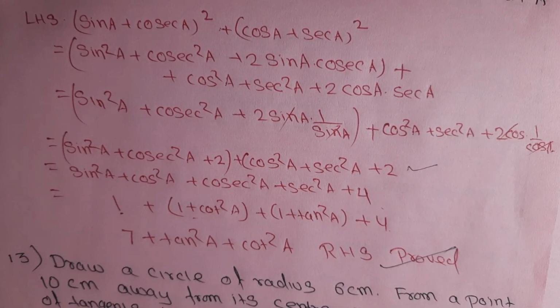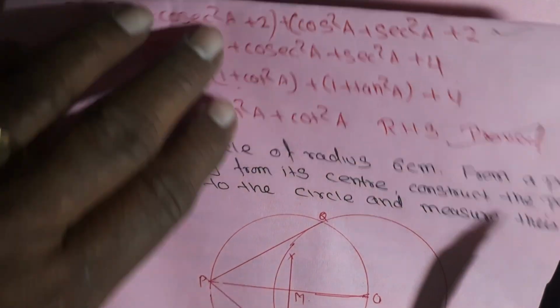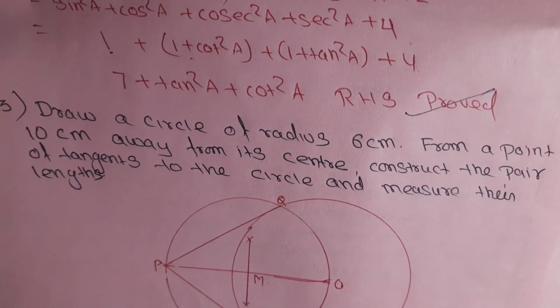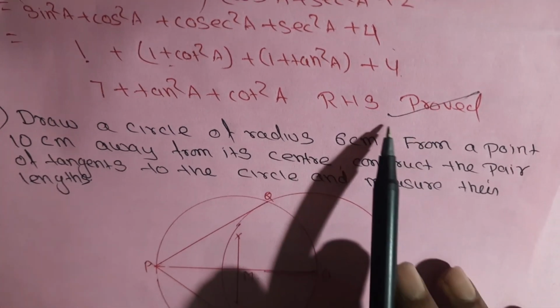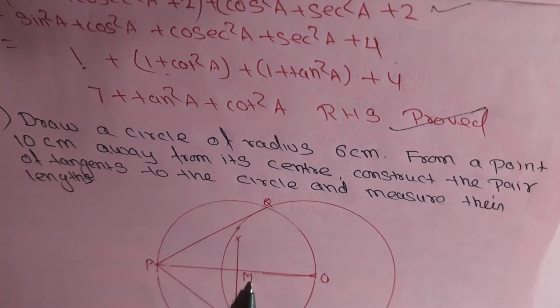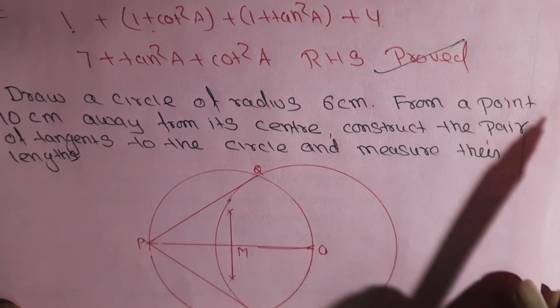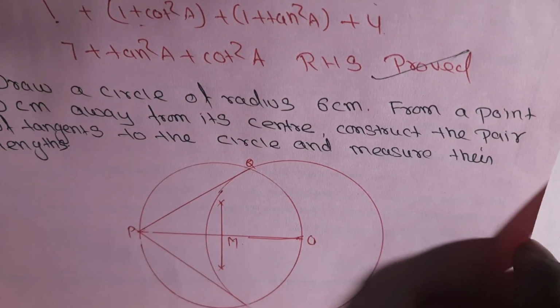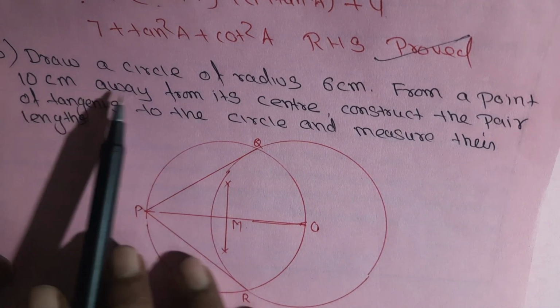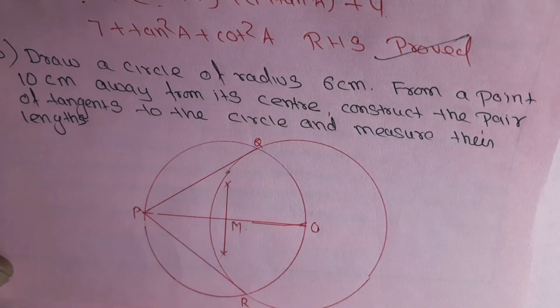We have already proved this one. Now this is question number 13, from construction. Draw a circle of radius 6 cm. Take the radius 6 cm, draw it. This is not 6 cm, I have just drawn it roughly to show you what type of figure will be formed. So from a point 10 cm away from its center, construct a pair of tangents.